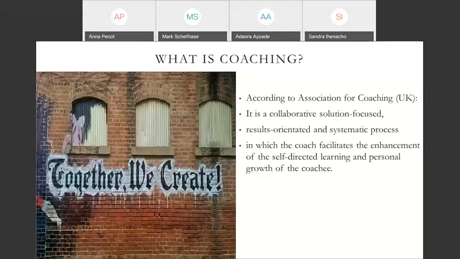It's a collaborative process. It's not the coachee, the staff waiting for me to tell you what to do. No, we do it together. We come together to ensure that we're able to get a solution for what it is you want and be able to ensure that you grow. So I'll hand over to Adaora. Adaora, what would you say coaching is at this point in time?